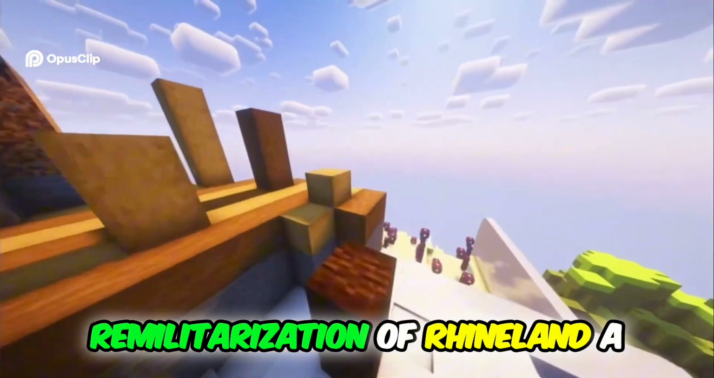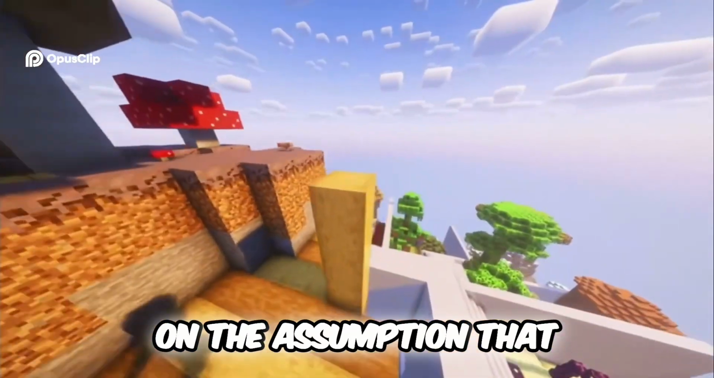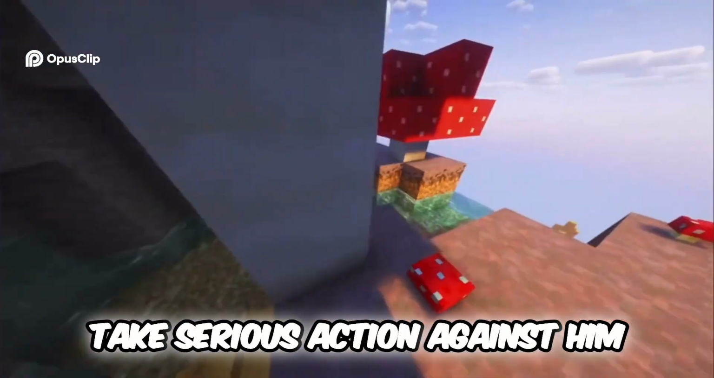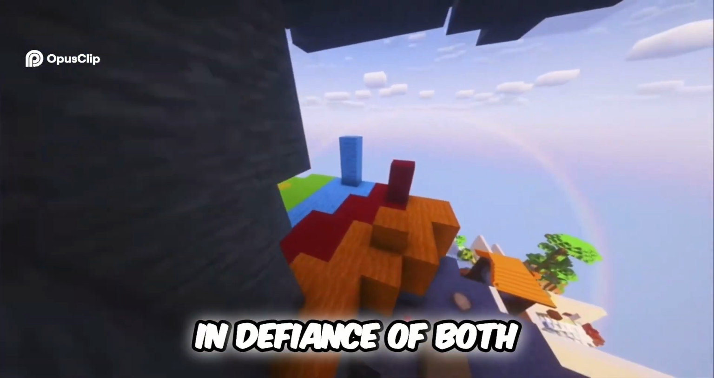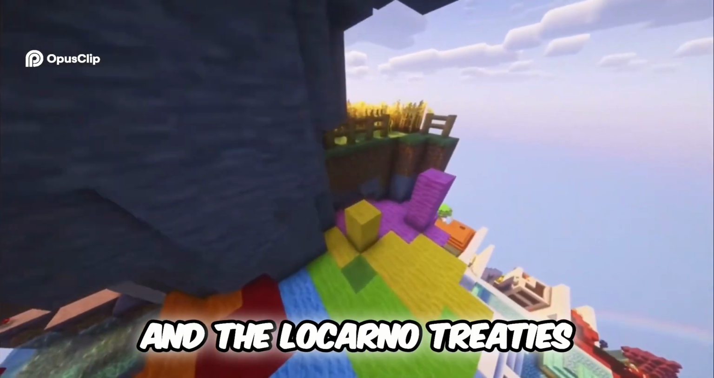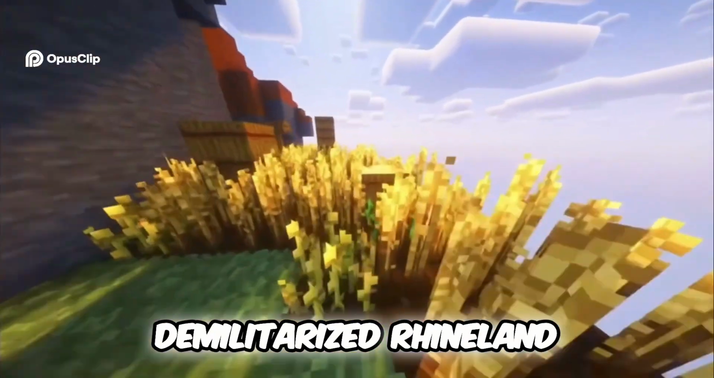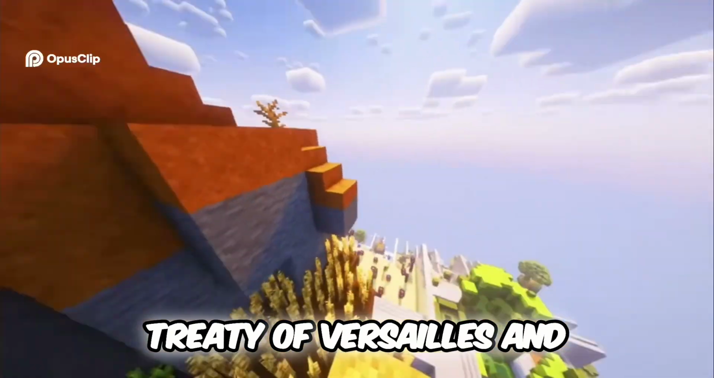Remilitarization of Rhineland. Hitler's foreign policy thus far had been based on the assumption that none of the other major European countries would take serious action against him. In March 1936, Hitler decided to take another gamble. In defiance of both the Treaty of Versailles and the Locarno treaties, German soldiers entered the demilitarized Rhineland, which directly contravened the Treaty of Versailles and the Locarno treaties.